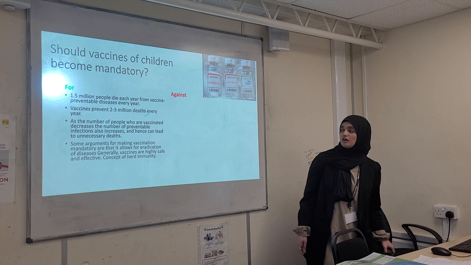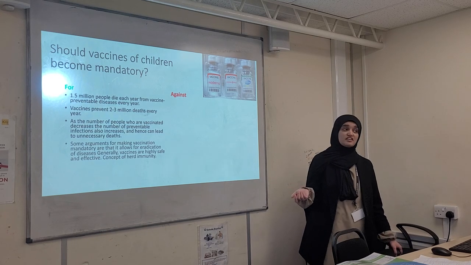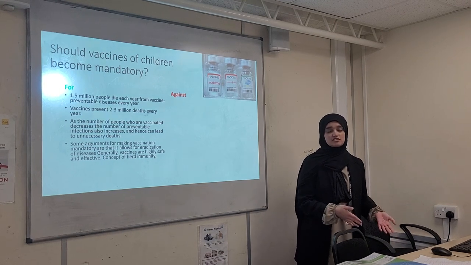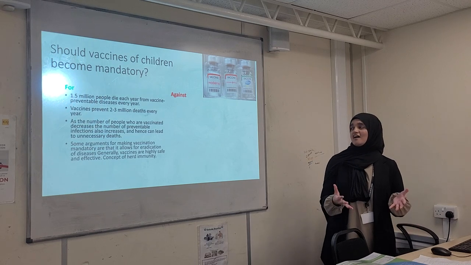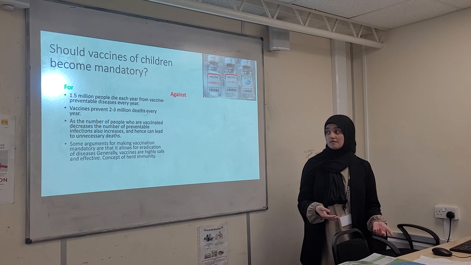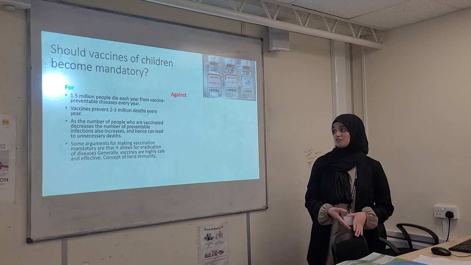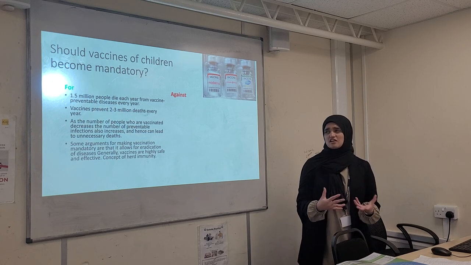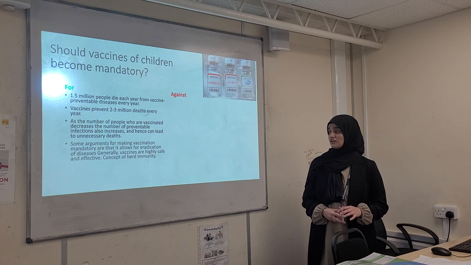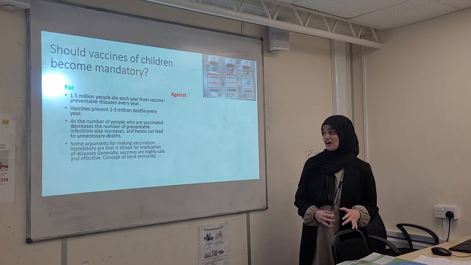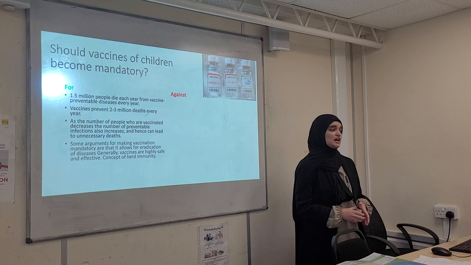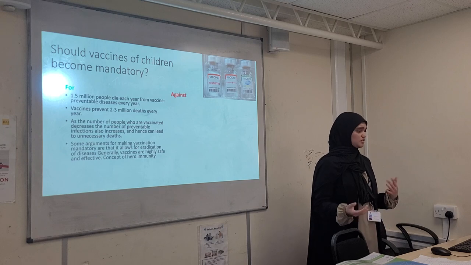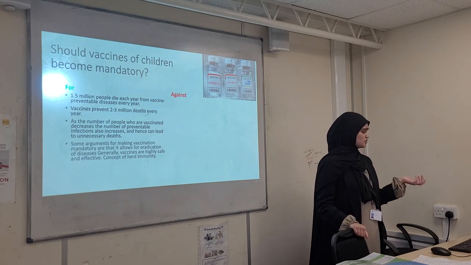For, it's about many, many people dying from vaccine-preventable diseases every year. And if you make vaccines compulsory as a child, that means if you do encounter that disease later on in your adult life, you're fine. Vaccines prevent 2 to 3 million deaths every year. As the number of people who are vaccinated decreases, the number of preventable infections also increases, hence can lead to unnecessary deaths, so kind of related to herd immunity. Some arguments for making vaccines mandatory are that it allows for eradication of diseases, and generally vaccines are highly safe and effective, and the concept of herd immunity. Again, obviously there are side effects to certain vaccines, and some of them haven't been researched, for example the COVID vaccine, but those are the arguments for.